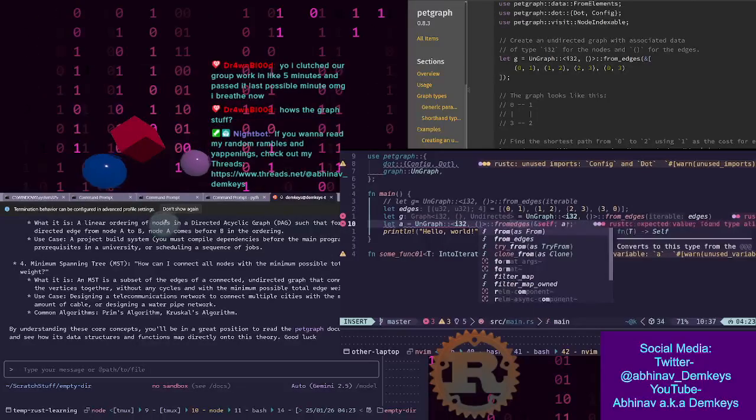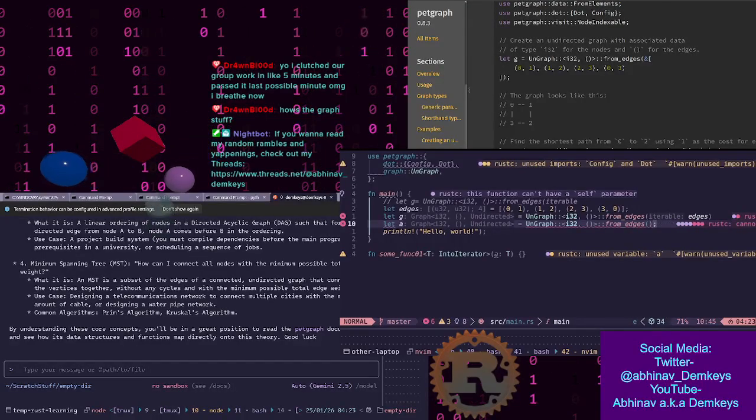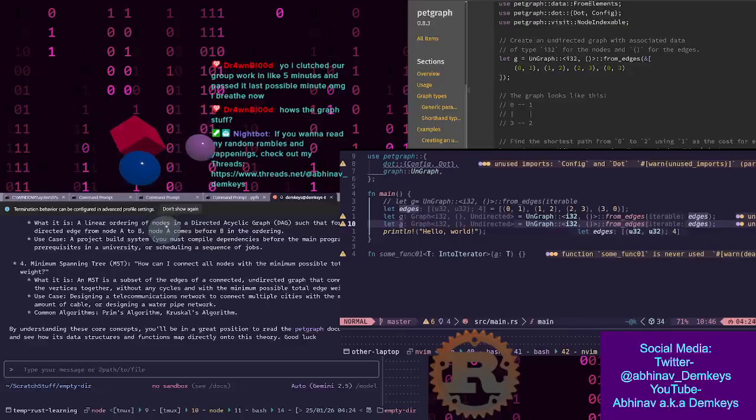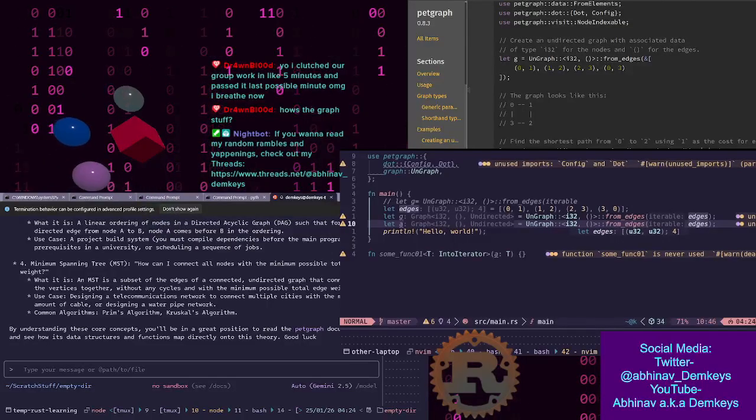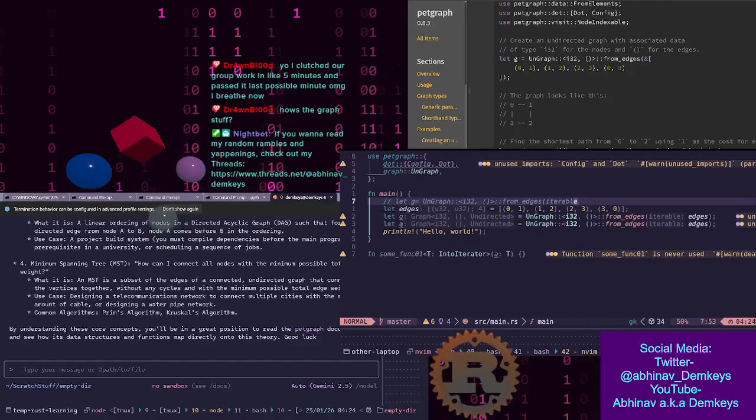So from_edges. This takes in an iterable. We can remove all of this. This is supposed to take edges, which here we should be getting an error because the thing has been moved already, right? Back up. How are we not getting an error here? Oh, is it because it's copy? Maybe because it's copy.